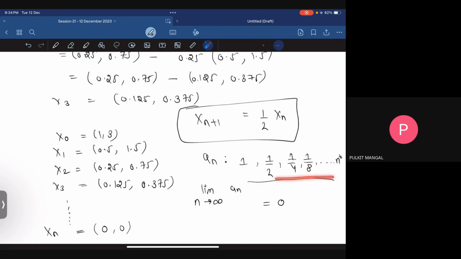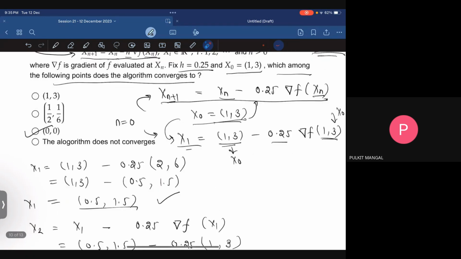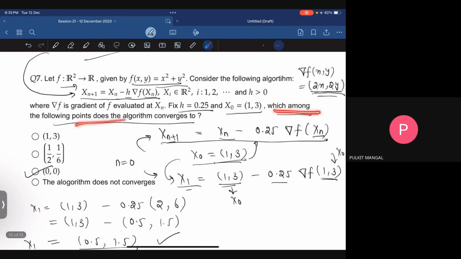If this series continues like that, this will converge to 0. So if this algorithm goes like this, the xn vector you will get would be 0 comma 0. So the algorithm converges to the point 0 comma 0.